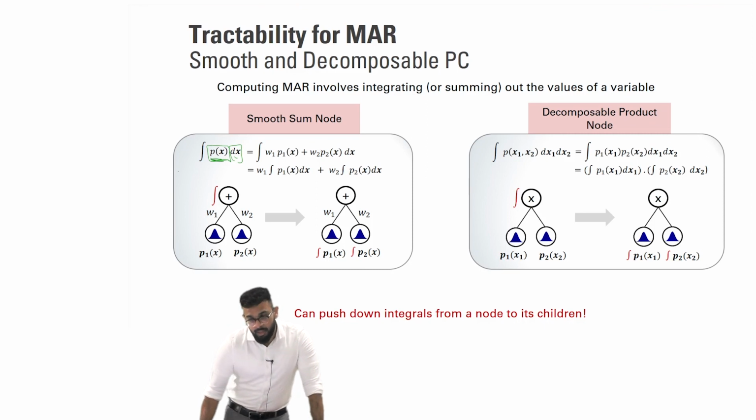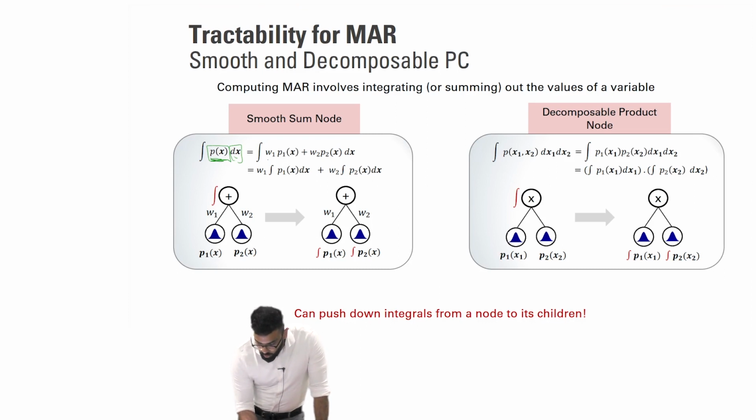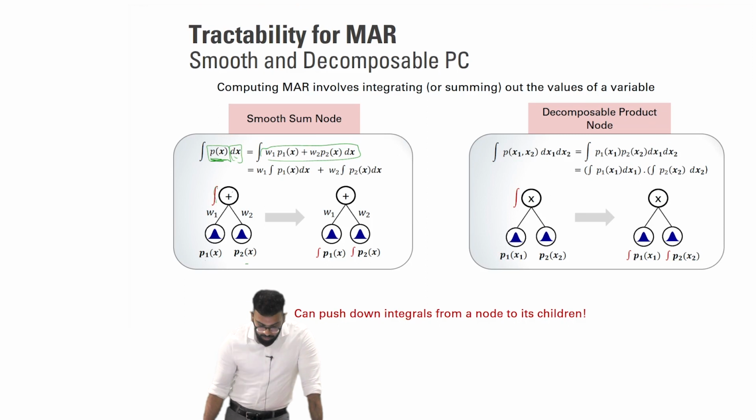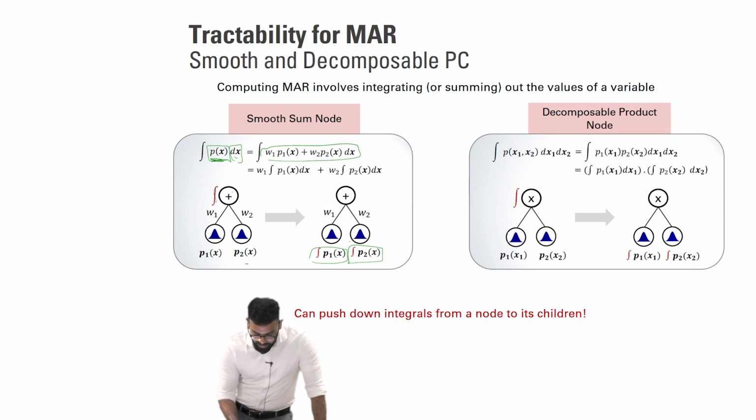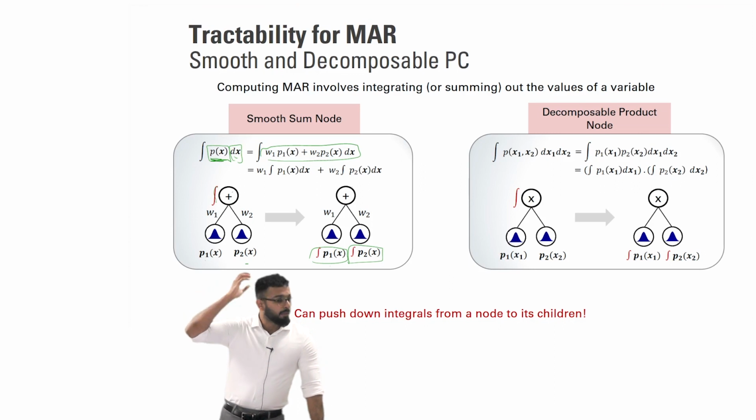The nodes in a PC can be sum nodes or product nodes. When you have a smooth sum node and you're computing an integral over a weighted linear combination, let's say you have P1 and P2 as the children of the sum node, and you're computing an integral over the output of your sum node, you can basically decompose this integral and write it down as integrals defined over the children themselves, because it's just coming from the linearity. So you can take the weights outside, push the integrals down into the children, compute the integrals over the children, and then take a sum over the integrals. So that's pushing down the integral from a node to its children.